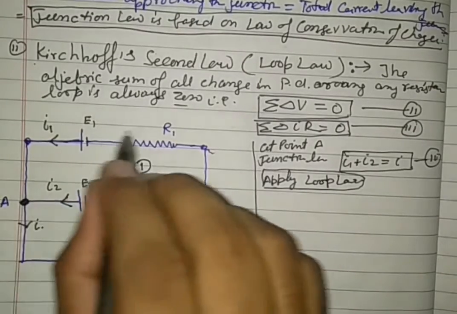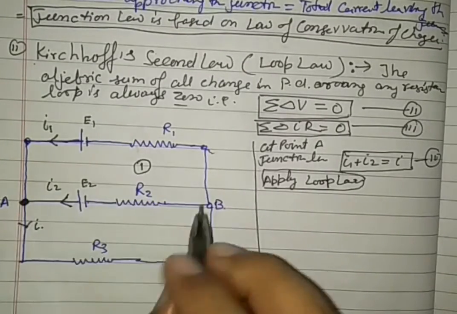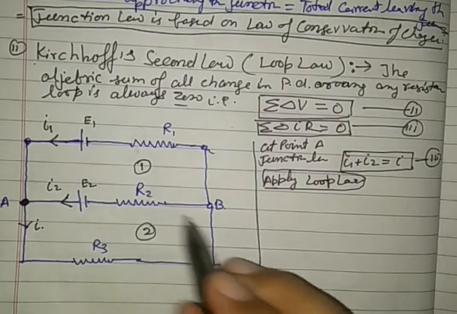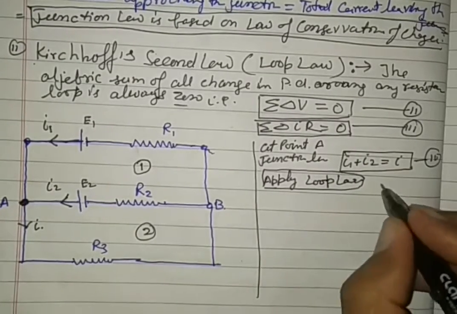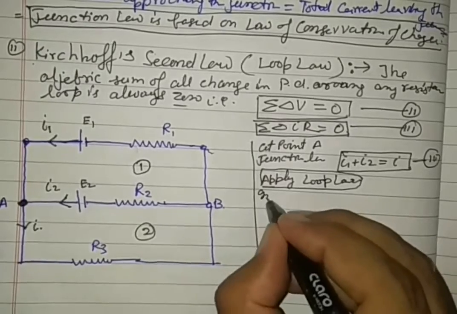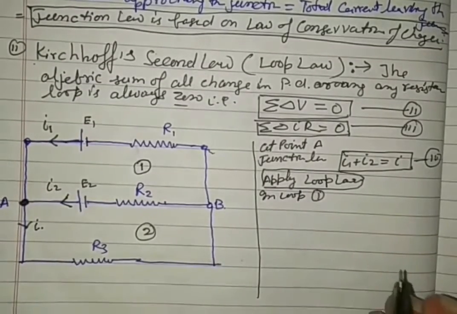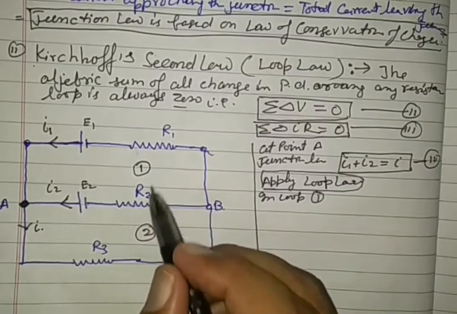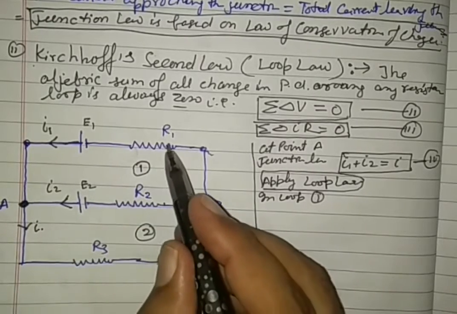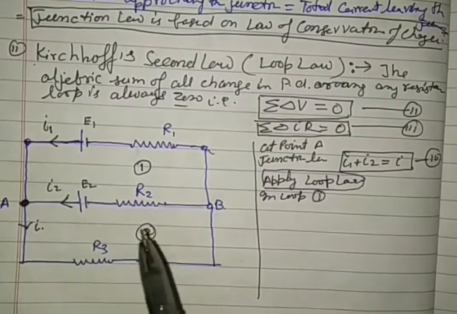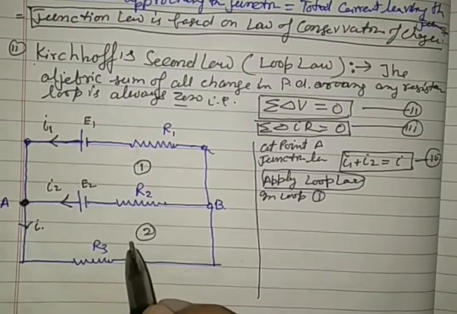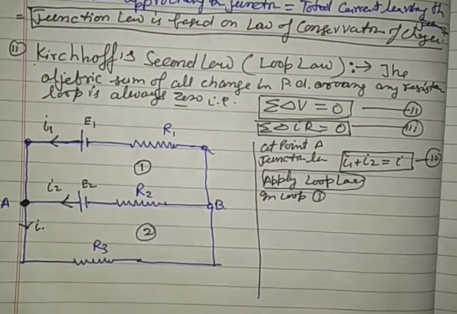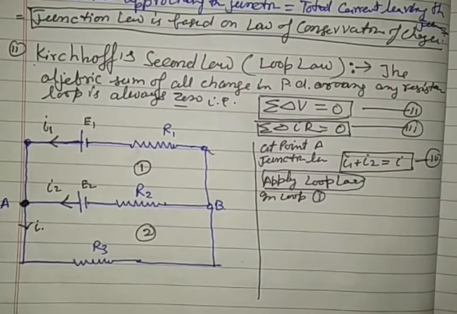The first loop is this, see my handout. And the second loop is the second box, the second closed path. In this loop, apply the loop law. In loop 1, there are two resistances and two cells. In R1, current I1 is flowing, and in R2, current I2 is flowing, and two cells are here, right?